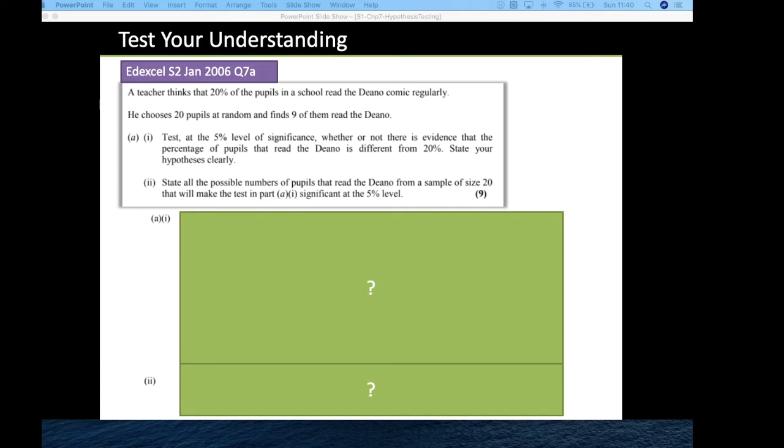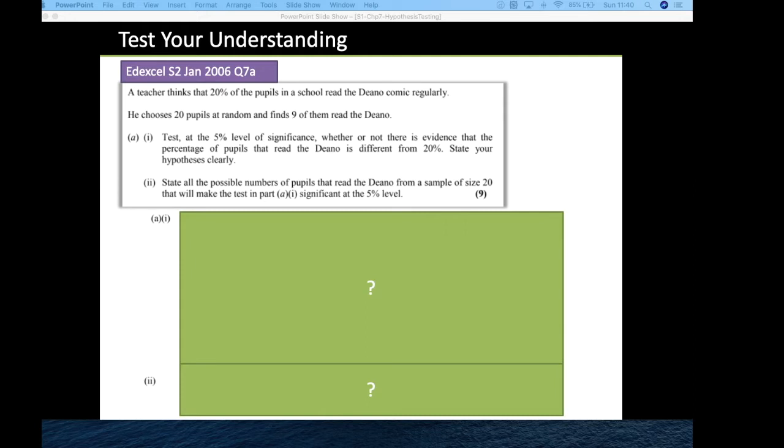A teacher thinks that 20% of the pupils in a school read the Dino comic regularly. He chooses 20 people at random and finds that 9 of them read Dino. Test at a 5% significance level whether or not there is evidence to suggest the percentage of pupils that read Dino is different from the 20%, and state your hypothesis clearly. So notice with this one, they're not saying either way. State all the possible numbers of pupils that read Dino from a sample size of 20 that will make the test in part A significant at the 5% level.